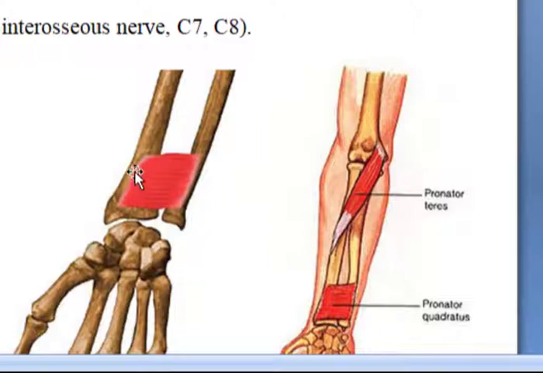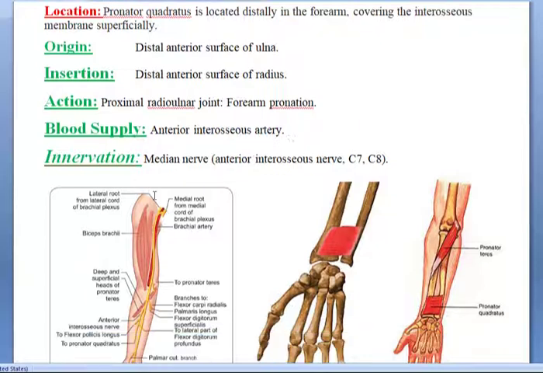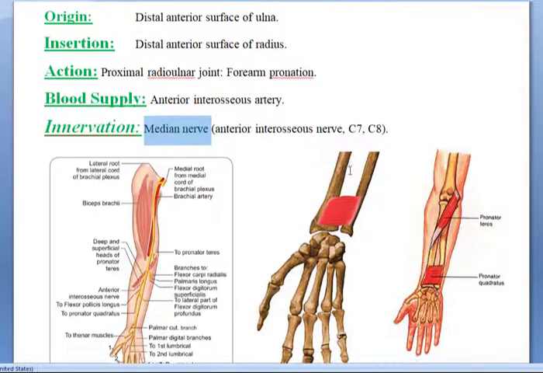Whenever it contracts, it will pull the radius over the ulna. That's why we call it pronation. Its action at the proximal radioulnar joint is forearm pronation, right? It is supplied by the anterior interosseous artery, and it is innervated by the median nerve, which again comes from C7 and C8.